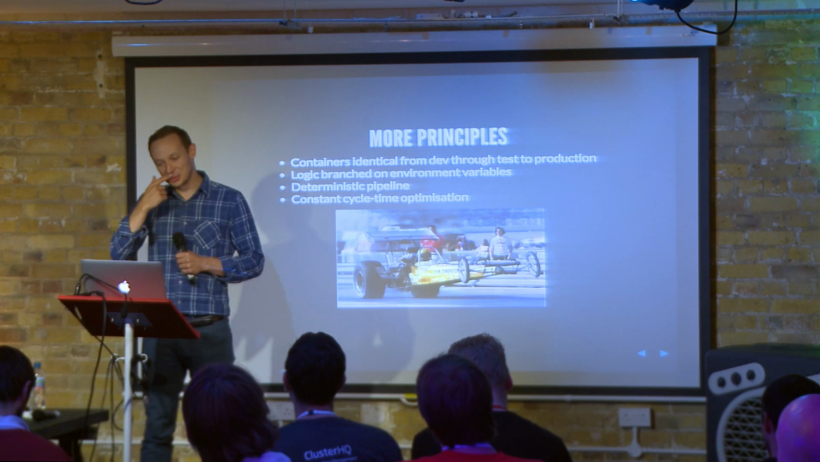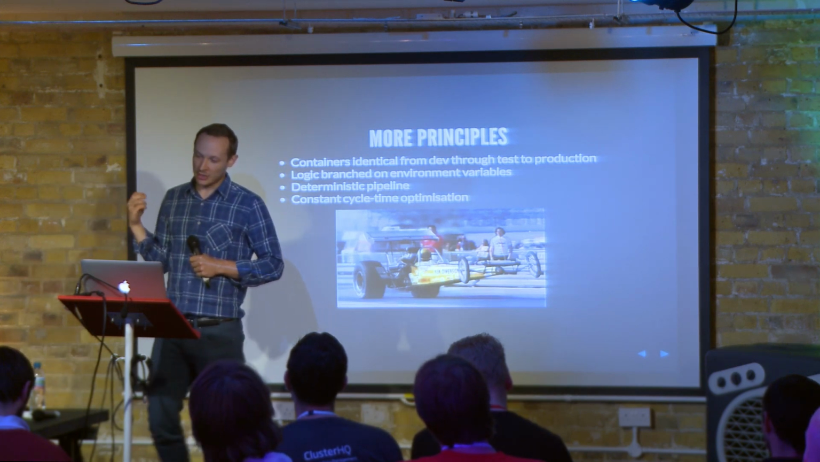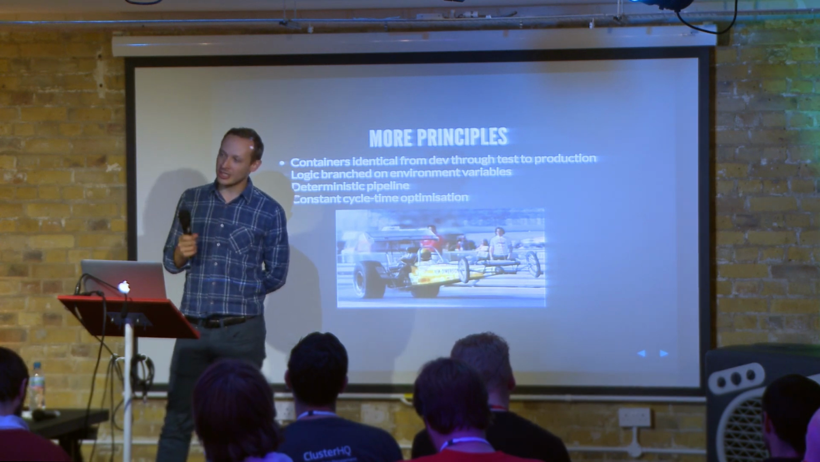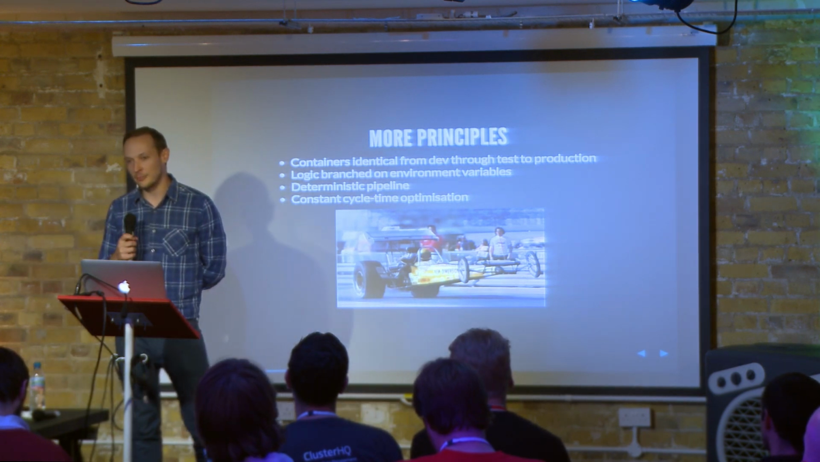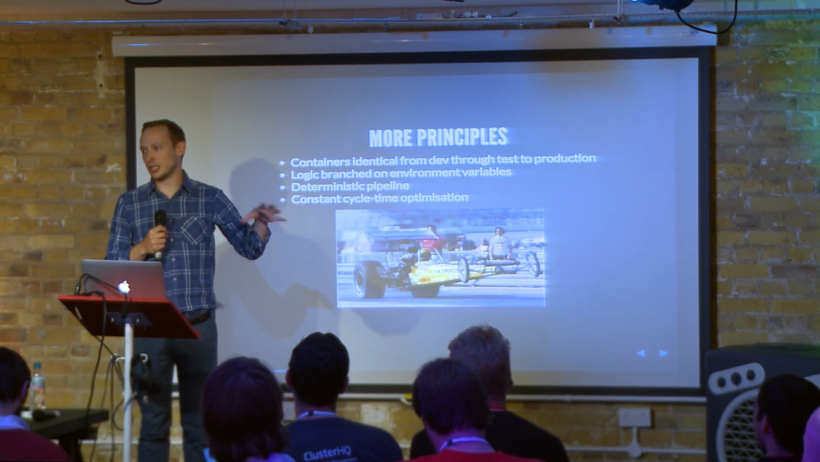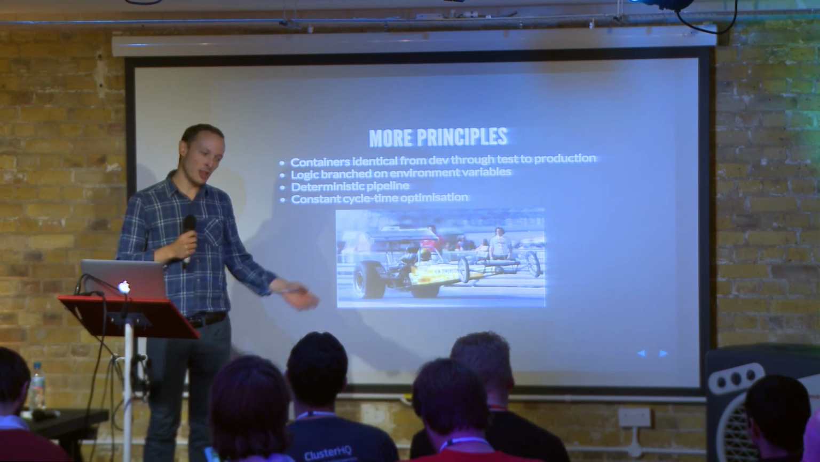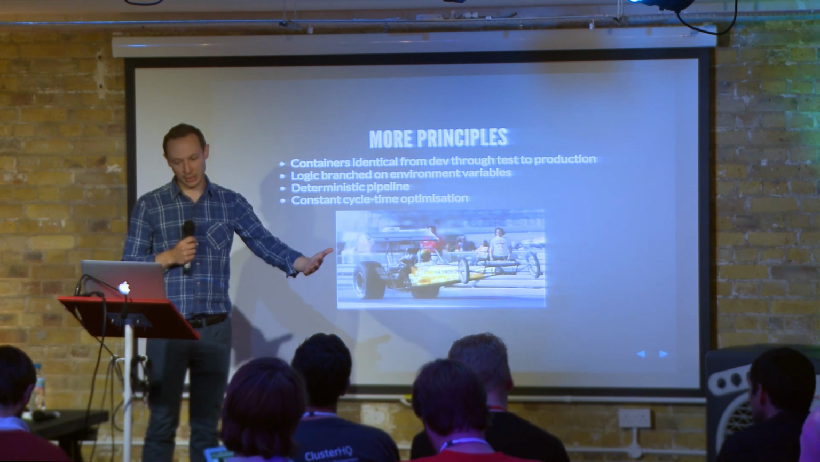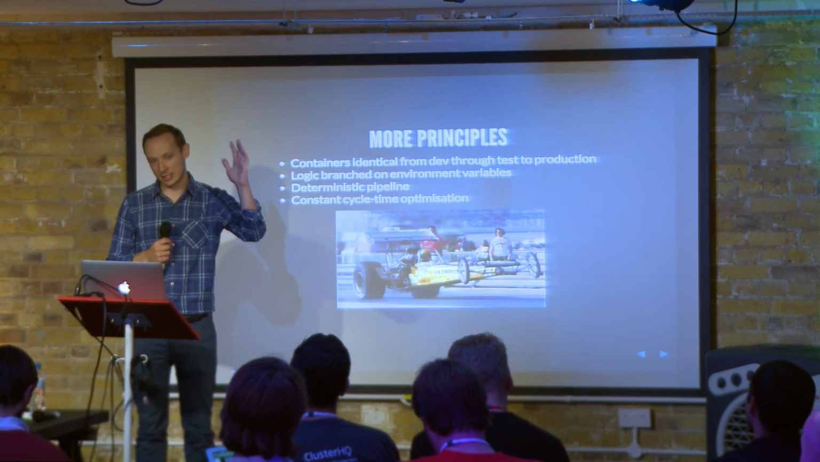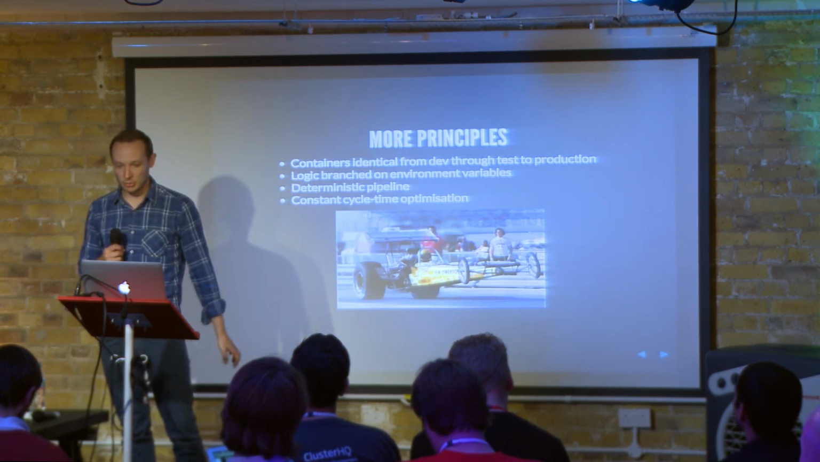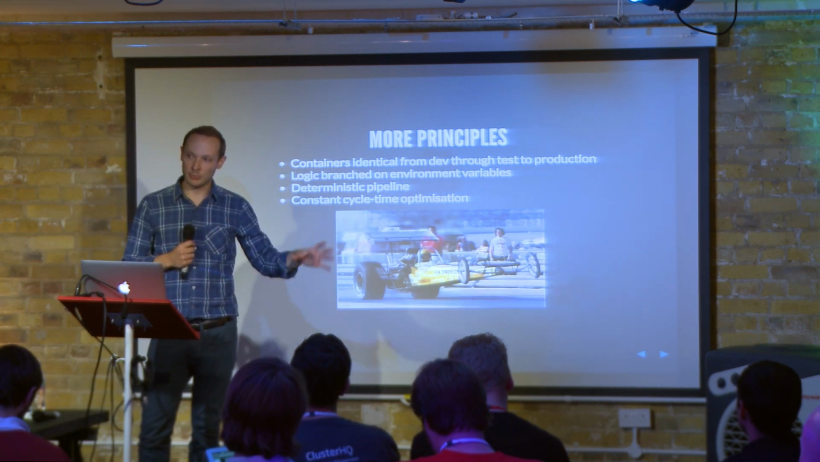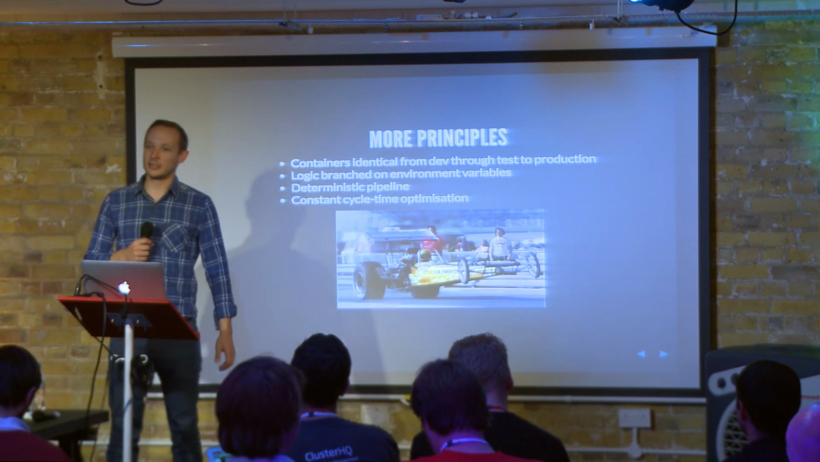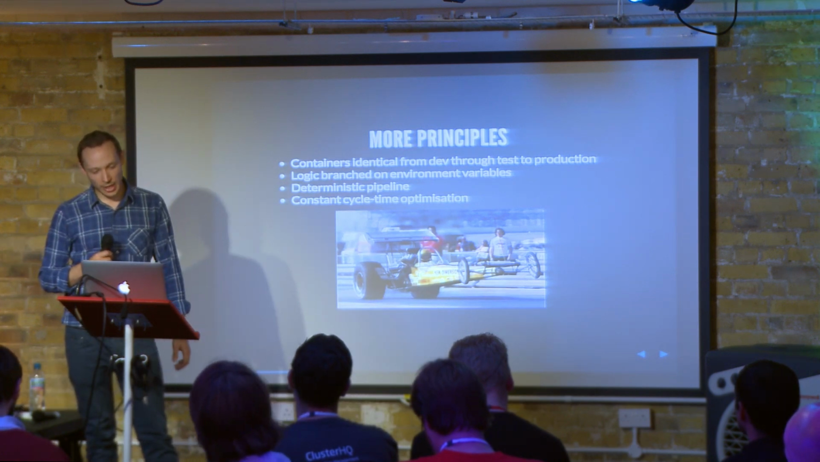And the core principles continue. The containers are identical from dev through test to production. Now, this isn't quite the case. The Dockerfile is consistent. The dev will build it on their local machine to run their suite of tests. The build server will then, at the beginning of the build chain, build that container, which is then pushed through various tests, various environments, finally through to production. But it comes from the same Dockerfile. Logic is branched on environment variables. Being a Node shop, we just use NODE_ENV.